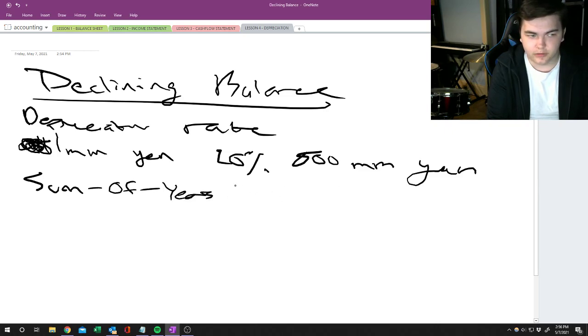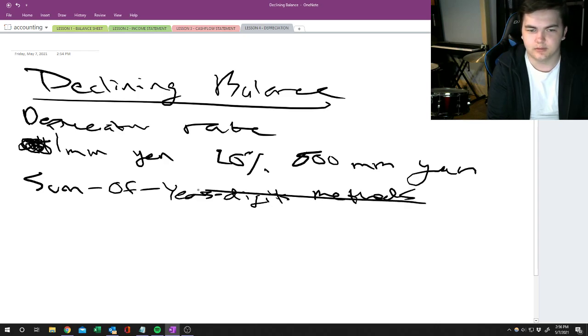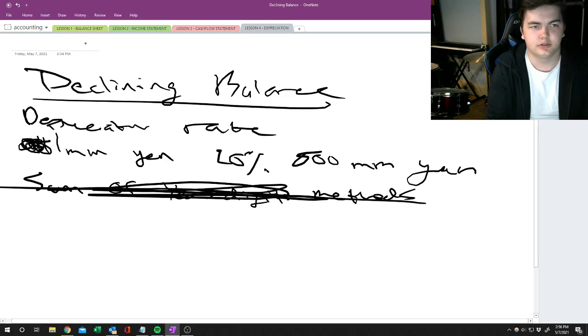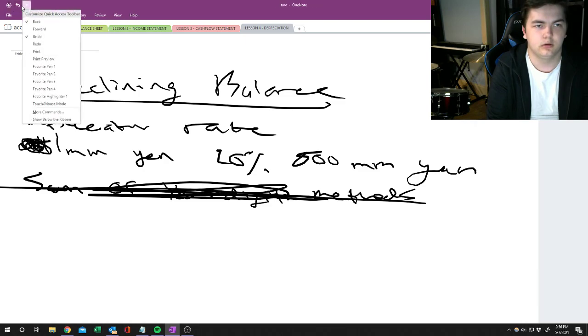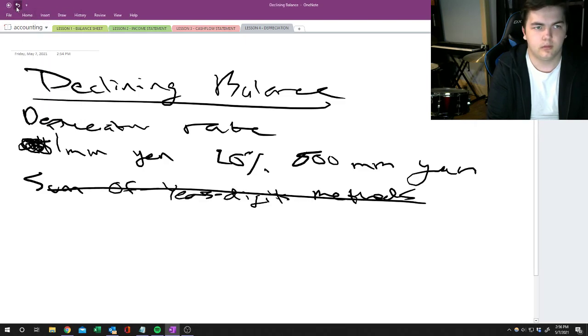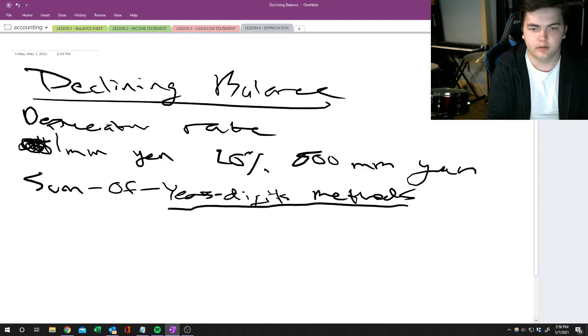Sum of years digits method, I think is what it's called. I may have butchered that a little bit, so maybe Google that or something. Wow, I just tried to underline, and that was not good. Okay, so this one's a little weird.